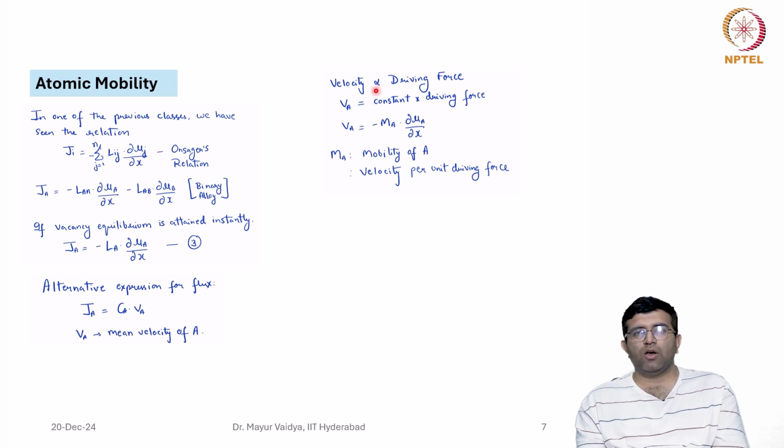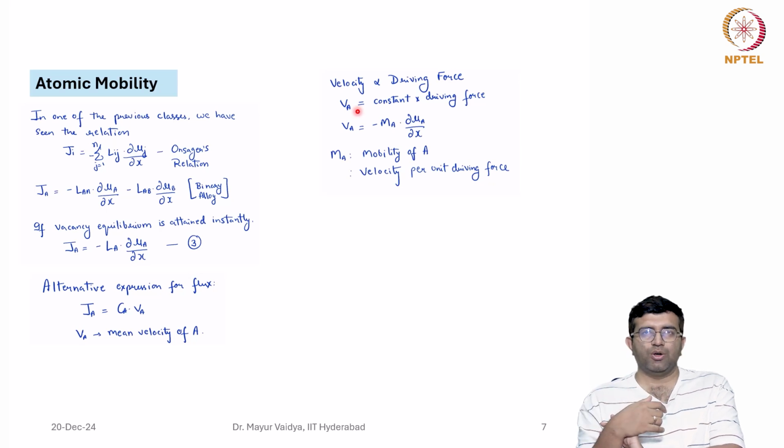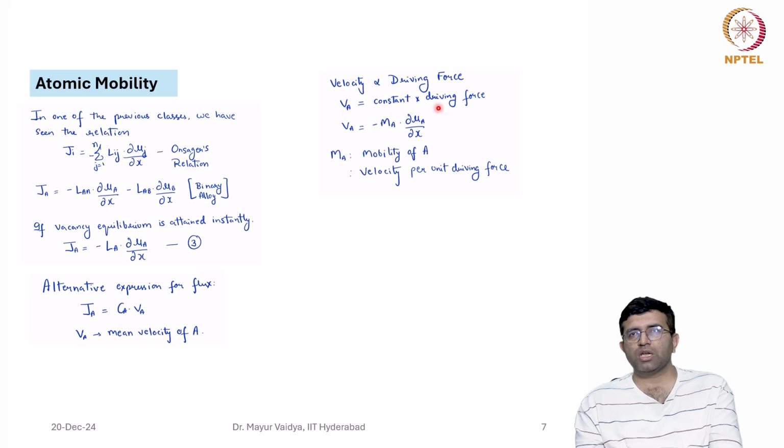So, also the velocity is proportional to the driving force. This is the basic principle which is usually applicable, that velocity is proportional to the driving force, and if you see then that Va is equal to some constant into the driving force, and this constant is known as the mobility of A. So, if I write Va, which is the mean velocity of atoms, is equal to minus Ma into dou mu A by dou x, which is the driving force. So, this Ma is what is known as the mobility of A. You can also express it as the velocity per unit driving force.